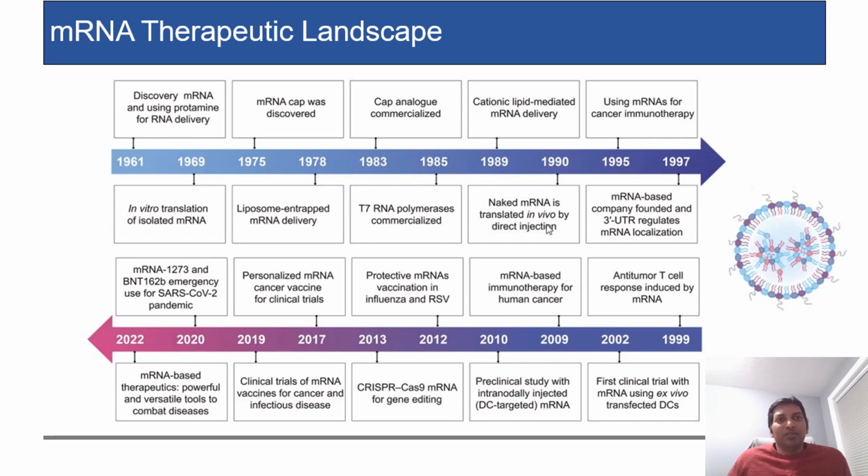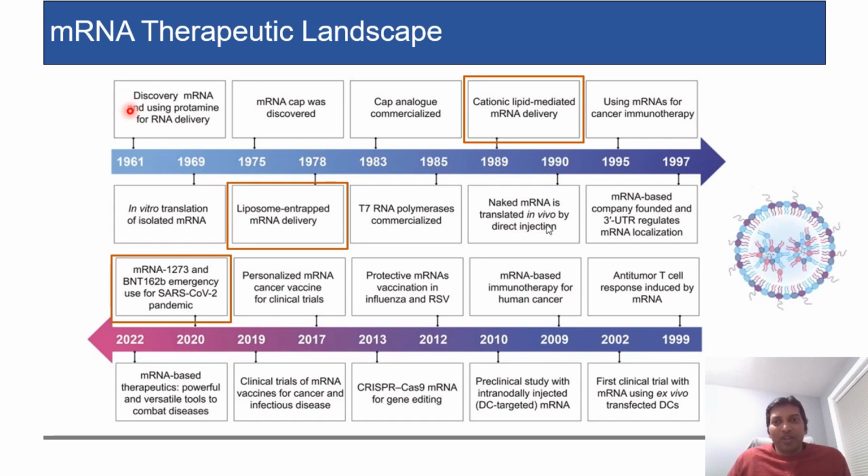So, looking at the brief therapeutic landscape of mRNA therapeutics, it has a very long history. It started in 1961, and in 2020 we have our first mRNA vaccines that are being used to really reduce the COVID pandemic. Looking at how these nanoparticles and mRNA have been applied, the major breakthroughs came in 1989, where they tried to use cationic lipid mediated mRNA delivery. And earlier, in 1978, there was liposome entrapped mRNA delivery.